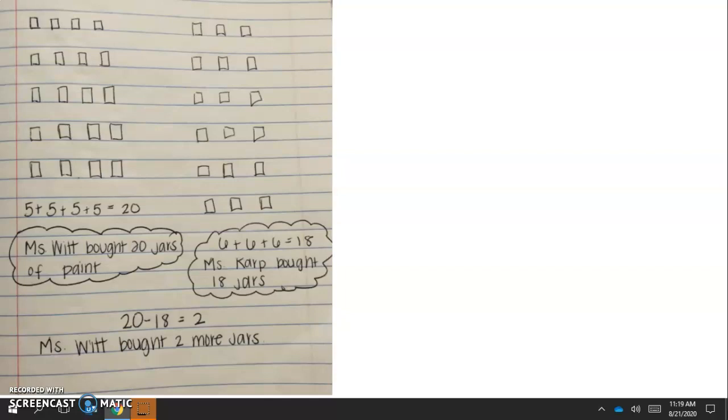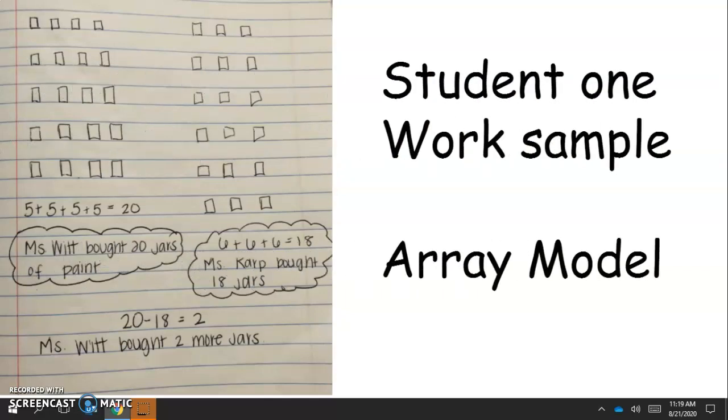On the right side, I see 3 columns and 6 rows, which gives us the equation 6 plus 6 plus 6 equals 18. Student 1 tells us that Miss Karp bought 18 jars of paint. Student 1 then writes the equation 20 subtract 18 equals 2 and says Miss Witt bought 2 more jars of paint. Student 1 used the array model to solve their solve and share. The array model is a strategy that you learned in 2nd grade. You can definitely use this to solve our problems.